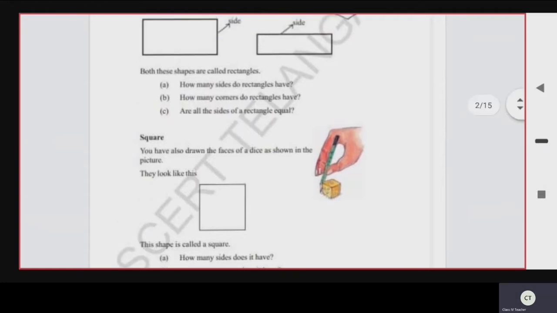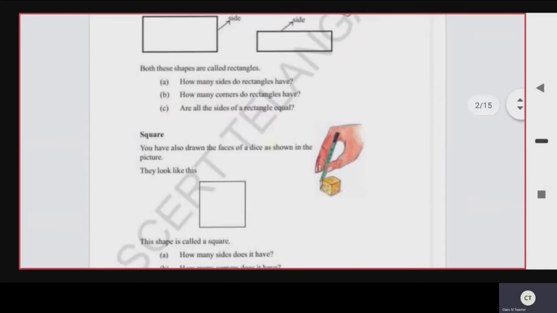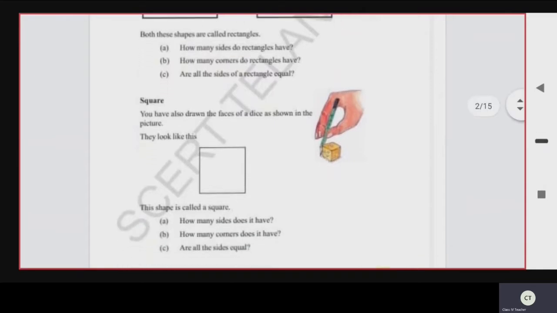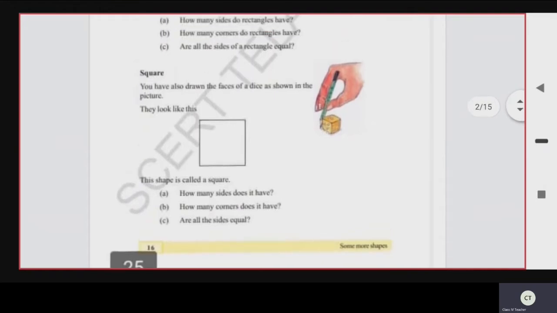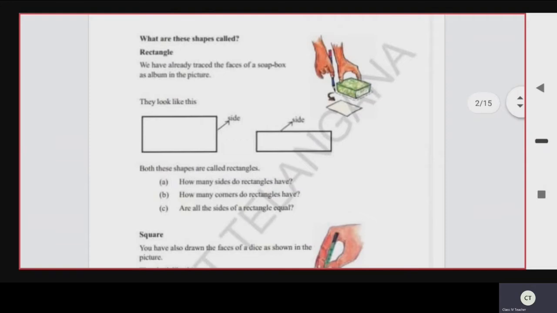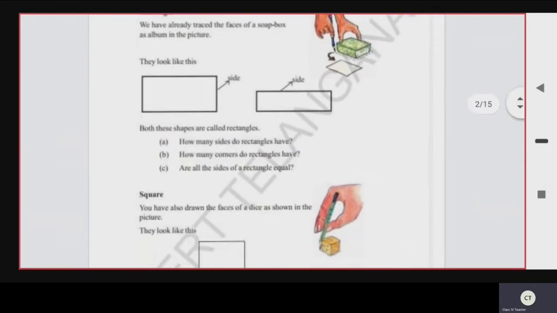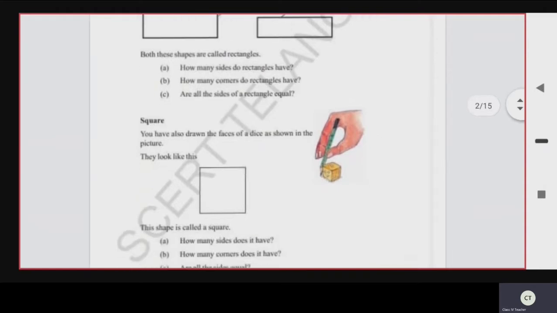So how many sides do rectangles have? Four sides. How many corners do rectangles have? Four corners. Are all the sides of a rectangle equal? No. Because you can see here in the diagram itself, the opposite sides of a rectangle are equal. It has two long sides and two small sides.